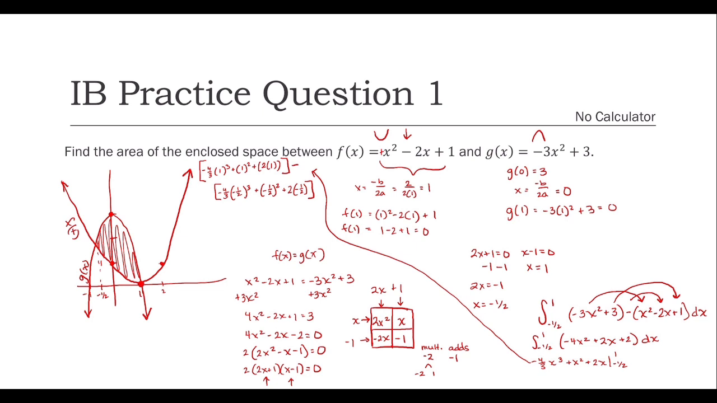So our first part is negative 4/3 times 1 cubed, so that's negative 4/3, plus 1 squared, so plus 1, plus 2 times 1, so we have plus 2. Then we have minus negative 4/3 times negative 1/2 cubed. So negative 1/2 cubed is negative 1/8. And when we multiply that by negative 4/3, we can simplify that to be 1/6. Then we have plus negative 1/2 squared, which becomes positive 1/4. And then plus 2 times negative 1/2 is negative 1.